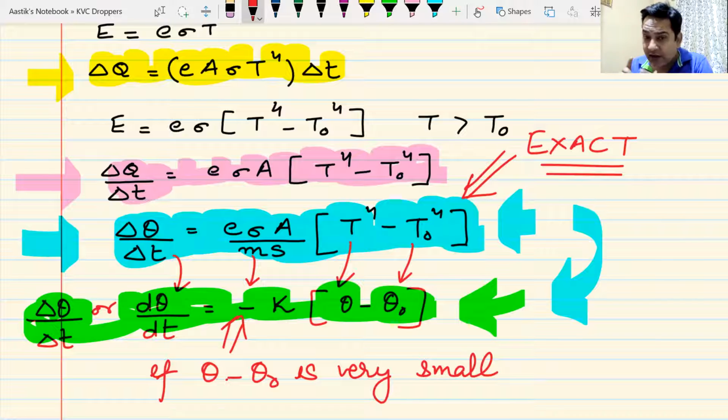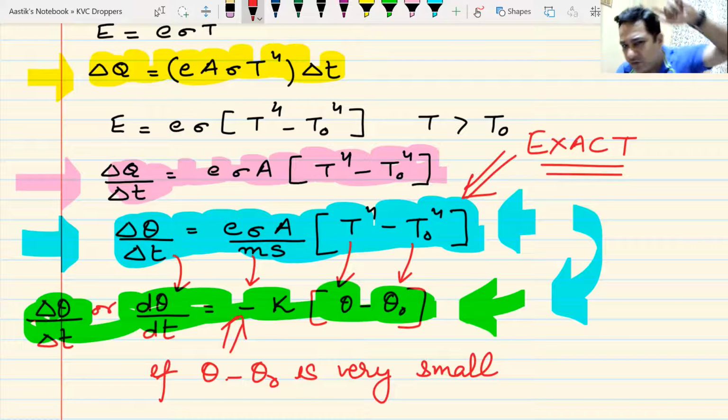Now, I'm on the green formula, which is not an exact formula, which is a shortcut version of the blue formula. Now I'm going to the third formula, the third variation. And again, this third formula is derived from the green formula.